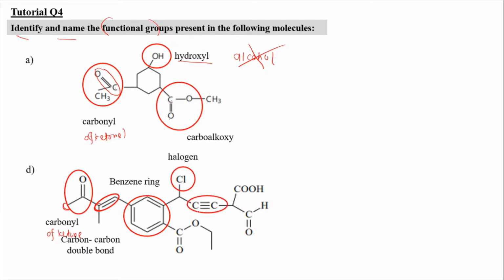And then we have C triple bond C, where this refers to the functional group of carbon-carbon triple bond or the class of the compound to be alkyne. Okay, but we need to just mention the functional group.